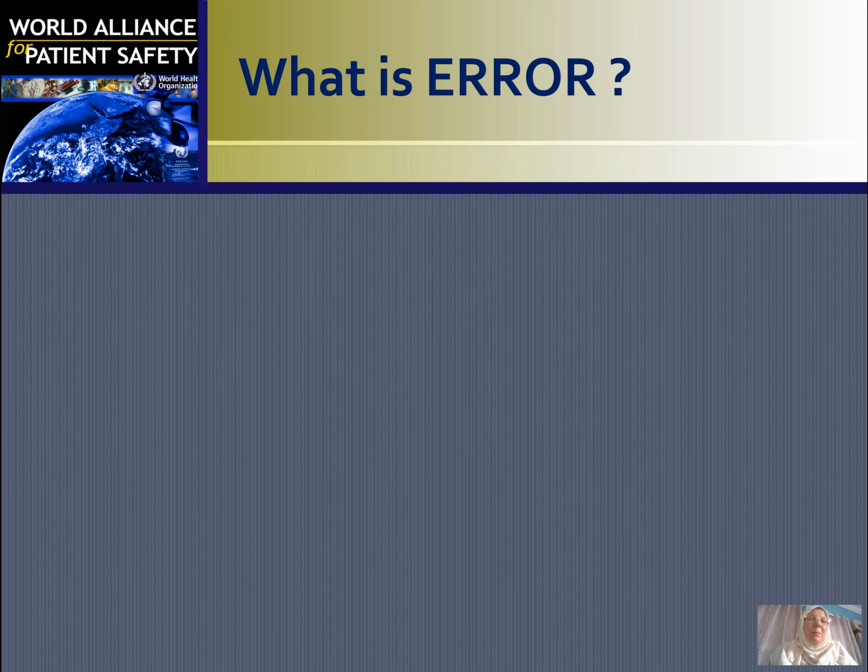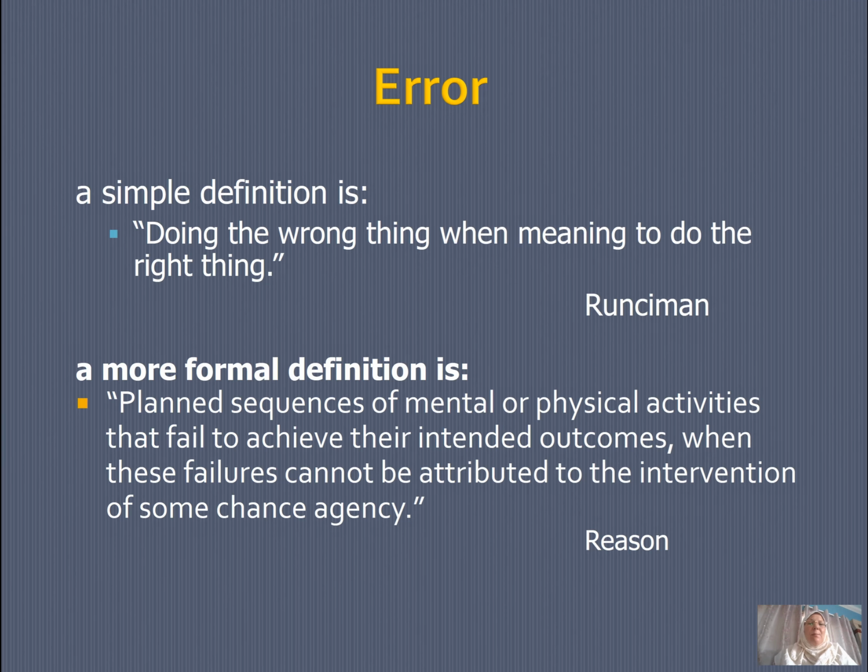First of all, we have to remind ourselves of what is error. A simple definition of error is doing the wrong thing when meaning to do the right thing. A more formal definition is planned sequences of mental or physical activities that fail to achieve their intended outcomes, when these failures cannot be attributed to the intervention of some chance agency.